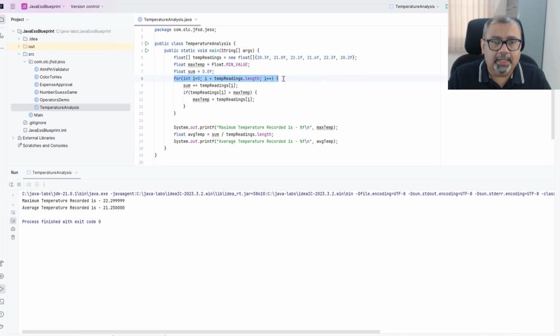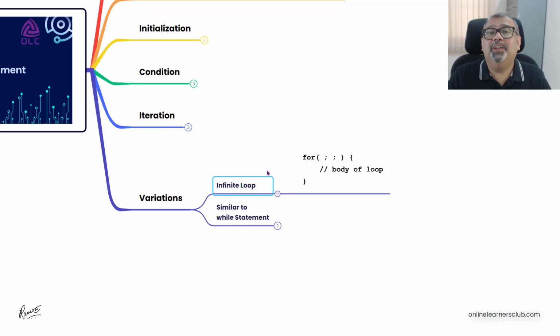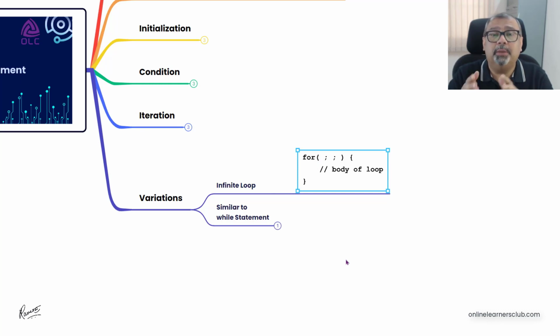Now let us come back to the mind map. We do have an option to create certain variations. If you want an infinite loop, typically we recommend using a while loop, where you can use the while statement. Alternatively, you could also use the for statement with only 2 semicolons, where you have no initialization block, no condition, and no iteration. This is a simple example of creating an infinite loop.